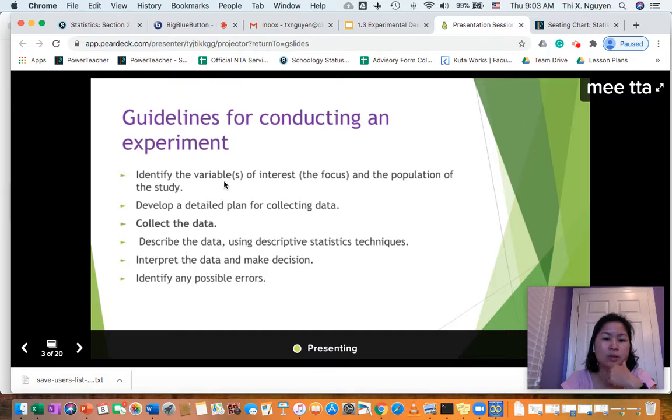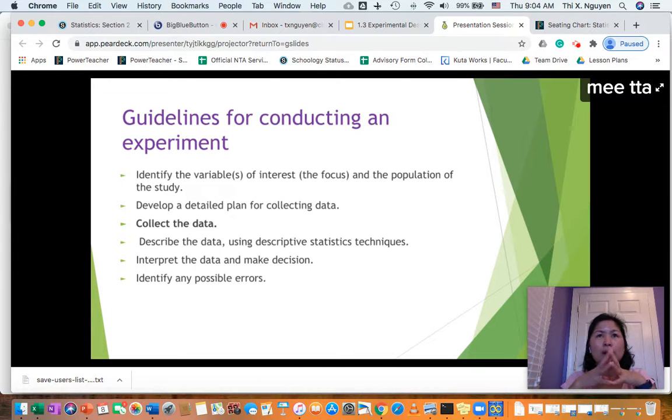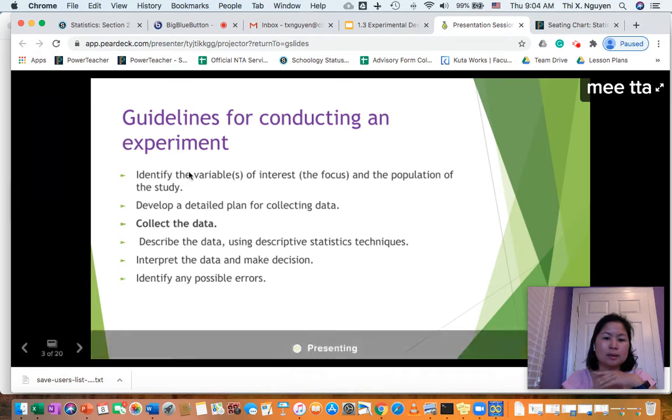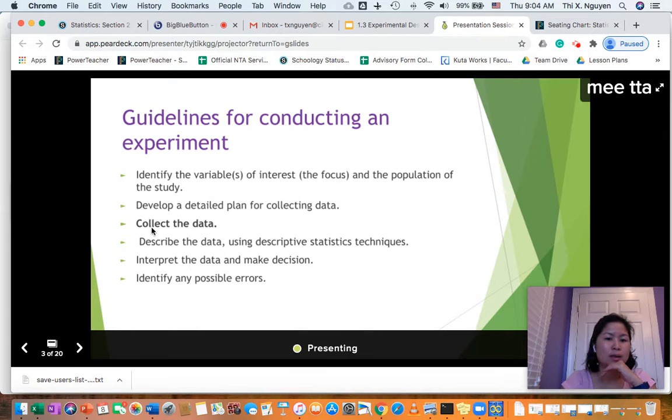So there are several things that we do when we conduct an experiment. First we need to think about the population. What is our interest? What is the group that we want to target? Then we come up with a plan. How are we going to collect data? That's step 2. Then we collect the data. We actually do it, and that's the part that we do for this lesson. Once you get the data, we're going to describe it.